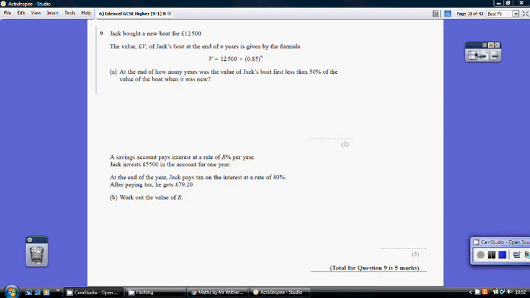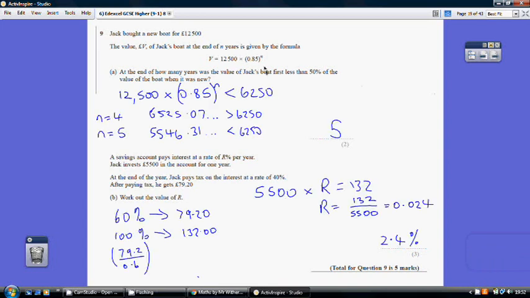Question 9. So we're trying to work out how many years before Jack's boat is first worth less than 50%. So how long until it's worth less than half of 12,500, which is 6,250. We're just going to do this by trial and error. I'm going to guess n being 4 first of all, so 4 years. I've done 12,500 times 0.85 to the power of 4, and that's given me 6,525. So still a little bit greater than 6,250.